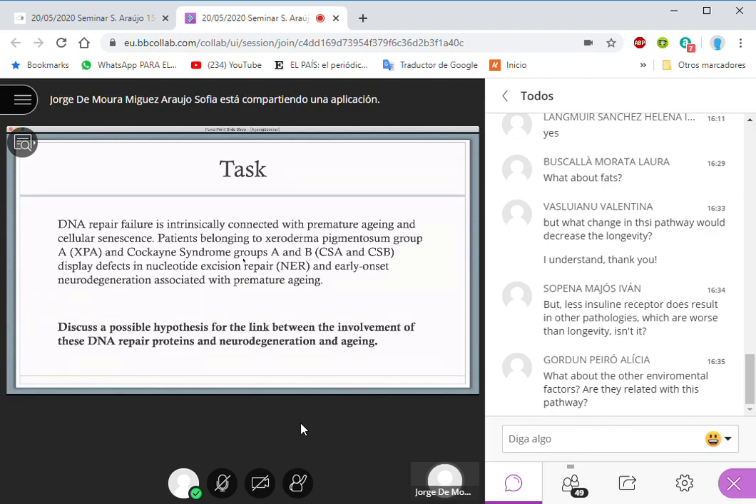And so I would like you to discuss one possible hypothesis for the link between the involvement of these DNA repair proteins in neurodegeneration and aging. And I have to tell you, there is not a right or wrong answer here. Any hypothesis that you can come up with, which is well formulated and based on the data that exists, is good enough. In fact, the best thing is to have each group with a different hypothesis, because there are currently many different hypotheses to correlate the phenotypes of the DNA repair proteins with the neurodegeneration and the progeroid syndromes that these people present.